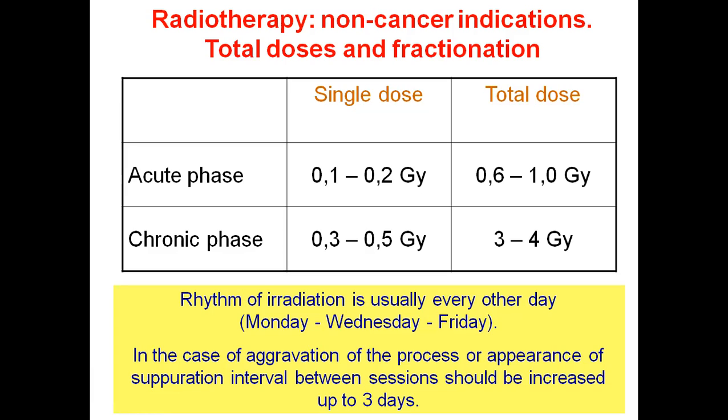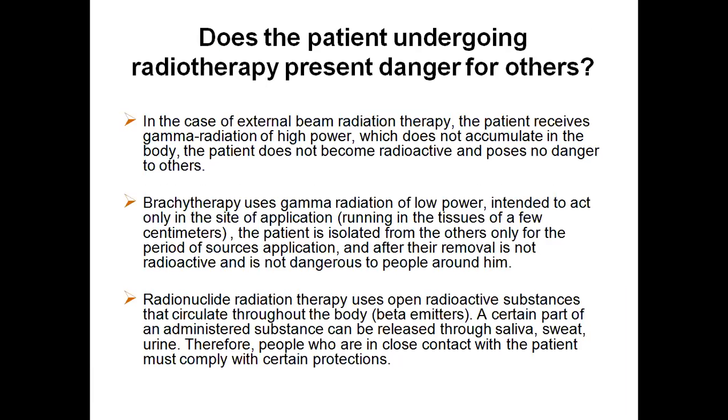Rhythm of irradiation is usually every other day. In practice it is most suitable to treat patients on Mondays, Wednesdays and Fridays. In the case of aggravation of the process or appearance of separation, the interval between sessions should be increased up to 3 days.